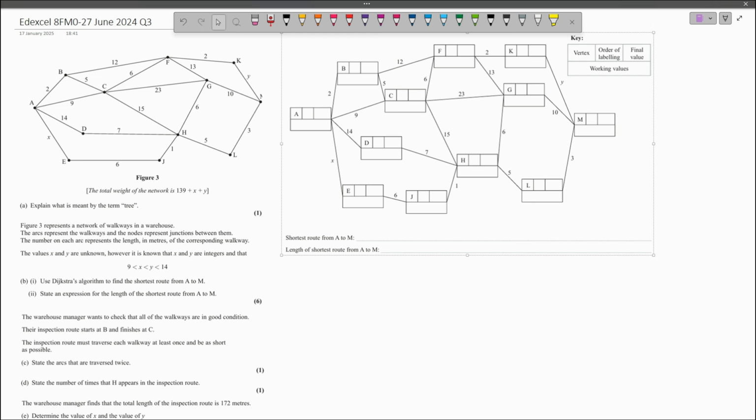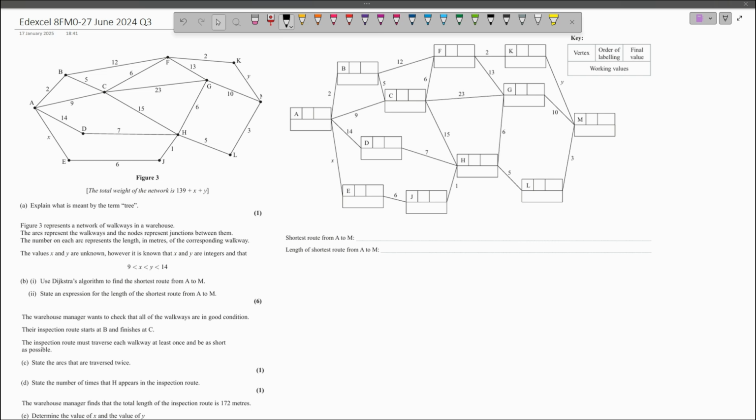Okay, welcome to this video answering Edexcel Decision Mathematics AS June 2024 question 3. So we've got this question here and we've got this network. Looks like quite a big network. We've got 1, 2, 3, 4, 5, 6, 7, 8, 9, 10, we've got 12 vertices on this network.